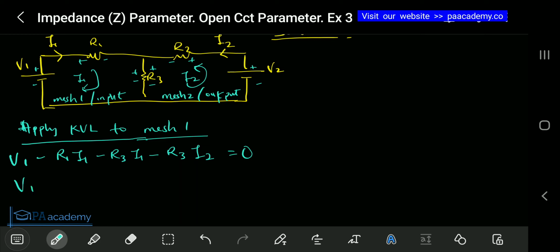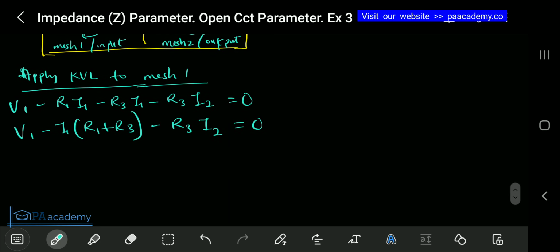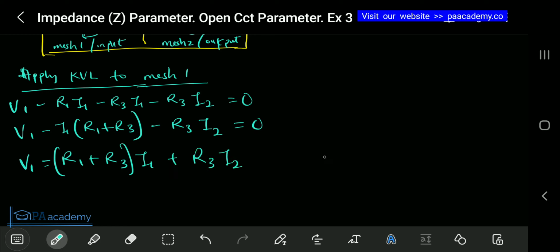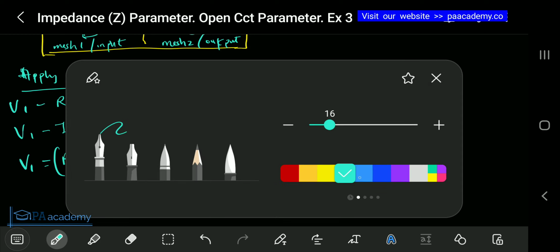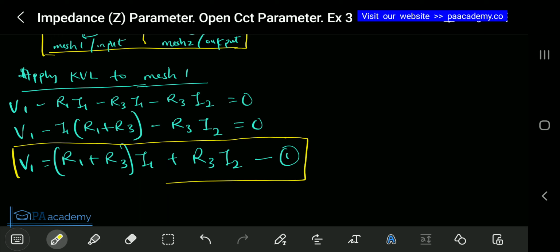So now let's simplify this. We are having V1. So if you look at what we are having here, you can see that I1 is common, so we can factor it out. So in doing that, we're going to be having minus I1 into brackets R1 plus R3. So if you try to expand this, you're going to be getting this. Exactly. Okay. Then minus R3 I2 equals to 0. Okay. So now let's move every other thing to the other side of the equals to sign. So that means our V1 will be equals to, so let me write it as R1 plus R3 I1. Exactly. This will be in brackets plus R3 I2. So this will be our equation 1. So take note of that.